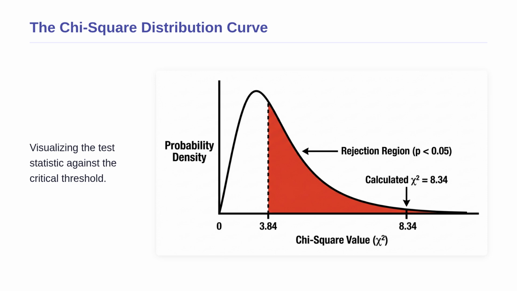The red shaded area to the right is the rejection region. If our calculated score falls in this red zone, the probability of it happening by chance is less than 5%. As you can see, our calculated score of 8.34 falls deep inside this rejection region. This visual proves why we can confidently declare that our biological hypothesis holds true in the real world.